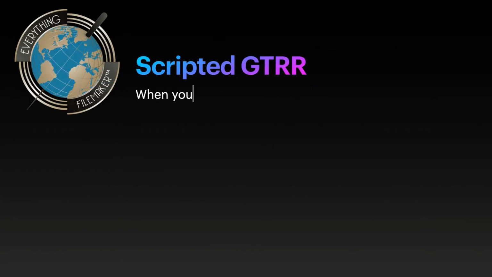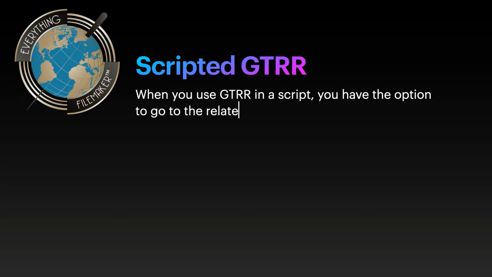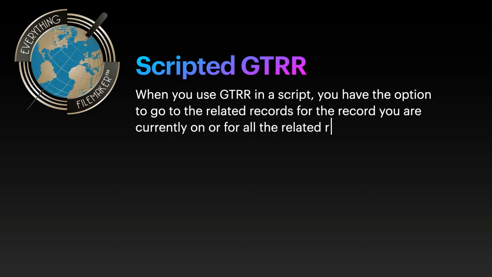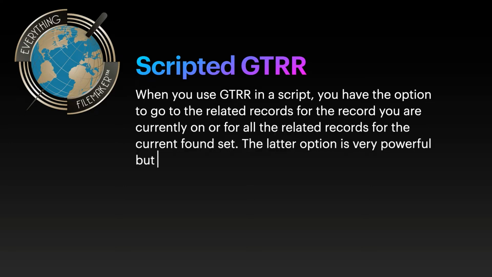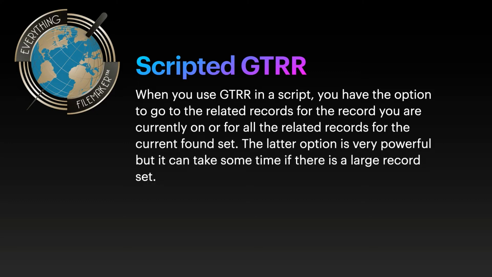When you use GTRR in a script, you have the option to go to the related records for the record you are currently on, or for all the related records for the current found set. The latter option is very powerful, but it can take some time if there is a large record set.